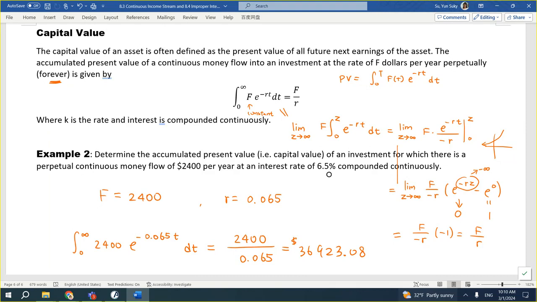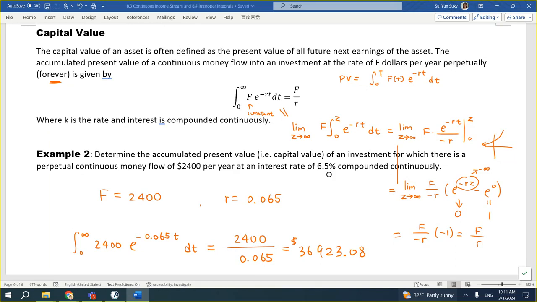Everybody clear? Okay. But be careful. This formula is true only if f is constant. If f is not constant, then you actually need to integrate. What is the integral, and then let z go to infinity. Everybody clear? Good. So that is 8.4.